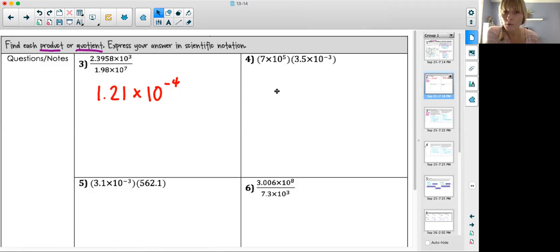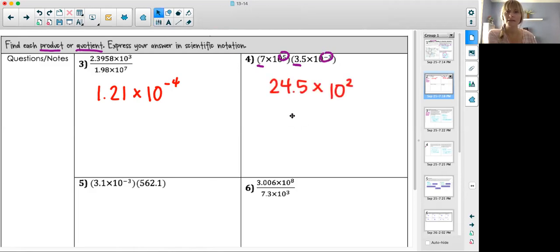All right, come over to number 4 with me. This is a multiplication problem. So first, you're going to multiply the coefficients. That is 7 times 3.5. Go ahead, grab your calculator, type it in, 7 times 3.5. And then you're going to add the exponents, 5 plus -3.